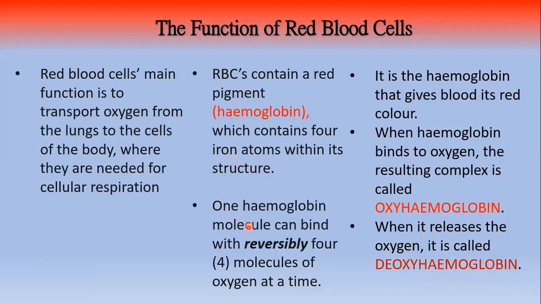One hemoglobin molecule can bind reversibly with 4 molecules of oxygen at a time. That's why they have the 4 iron atoms, so that they would be able to bind with 4 oxygen to form iron oxide. The bond between the oxygen and the iron of hemoglobin is not permanent. So we say the hemoglobin binds reversibly with oxygen.